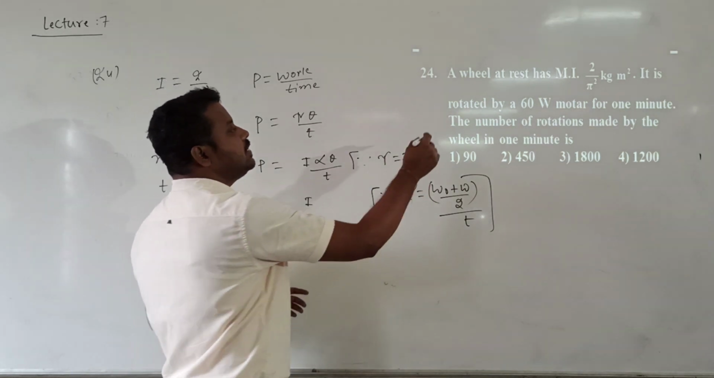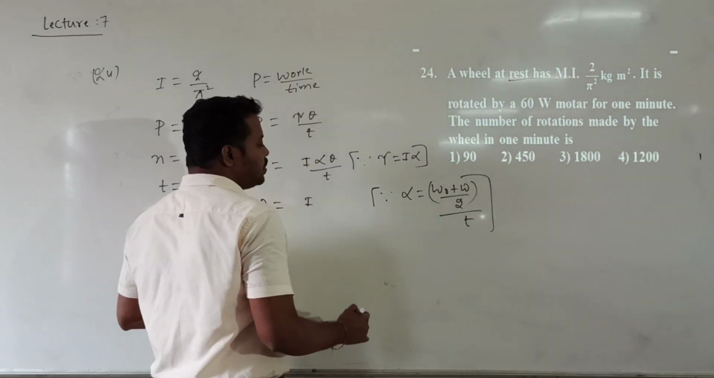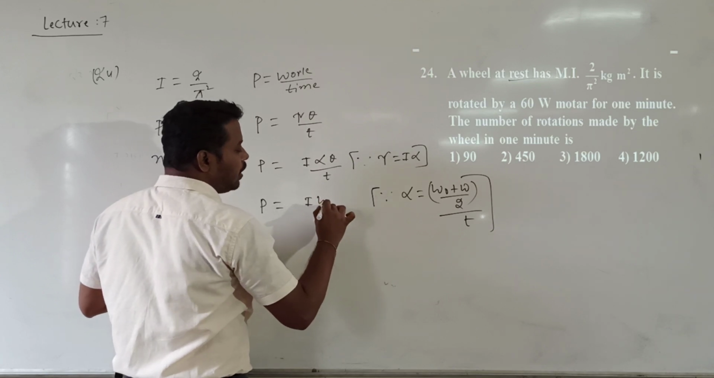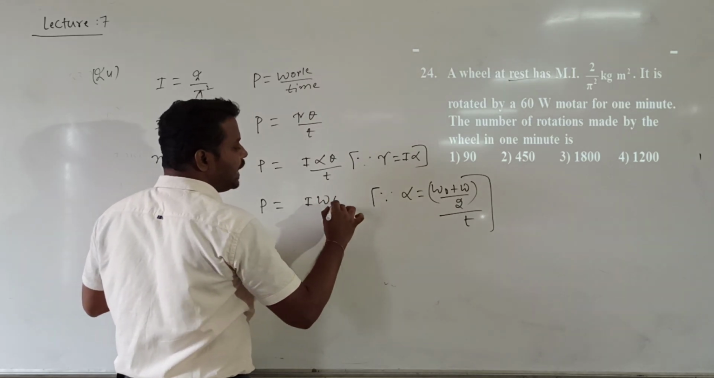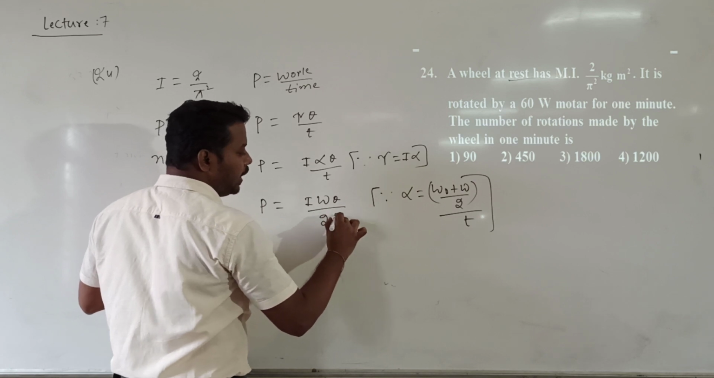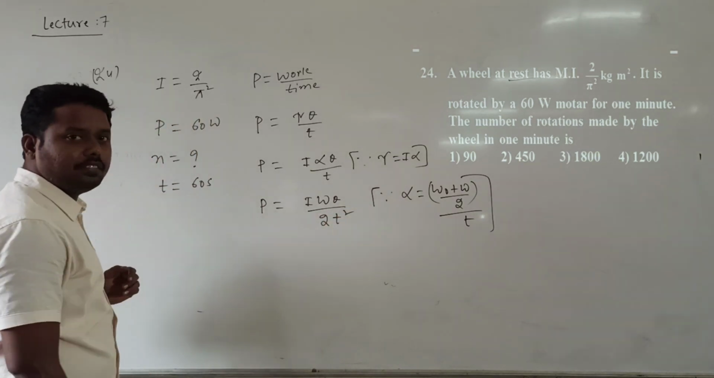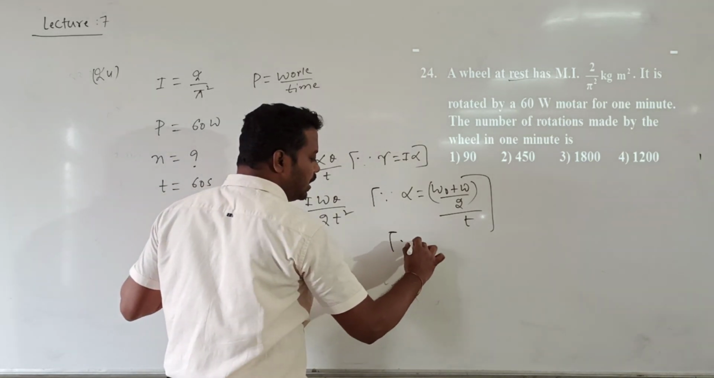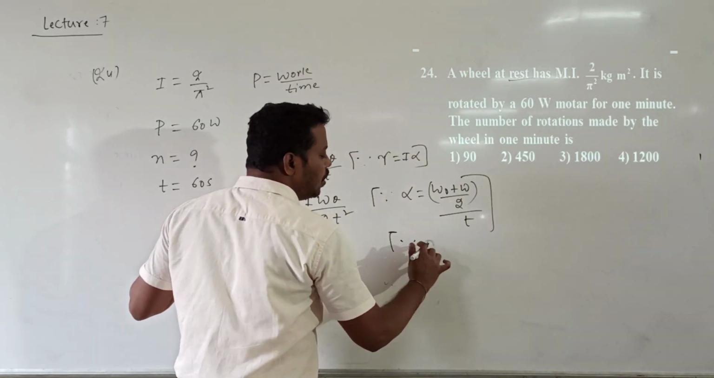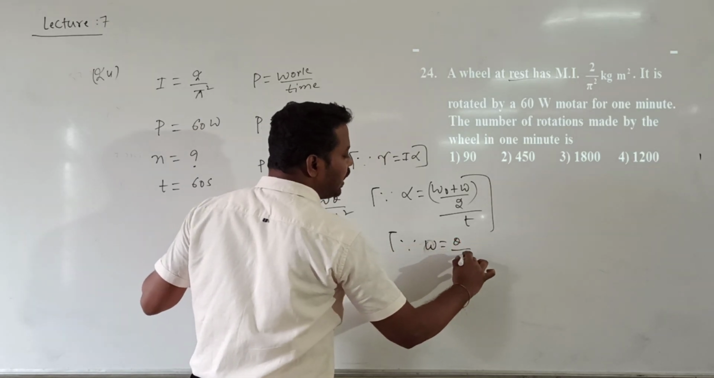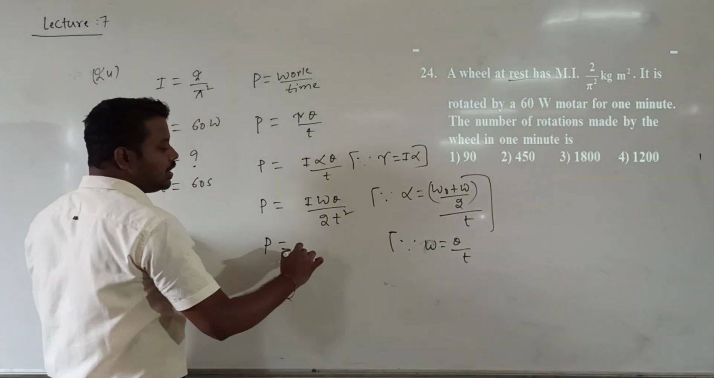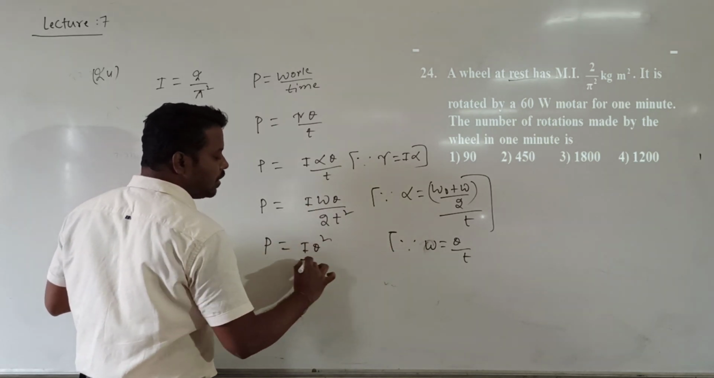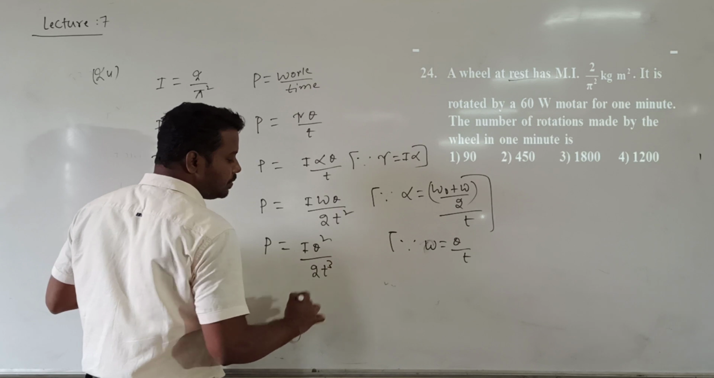But initially we started from rest. Omega naught value is 0. When omega naught is 0, what will we get for alpha? Alpha is equal to omega divided by 2t. Here one more condition: omega is equal to theta divided by t. Then what will we get? In place of omega, theta by t, so P is I into theta square by 2 into t cube.